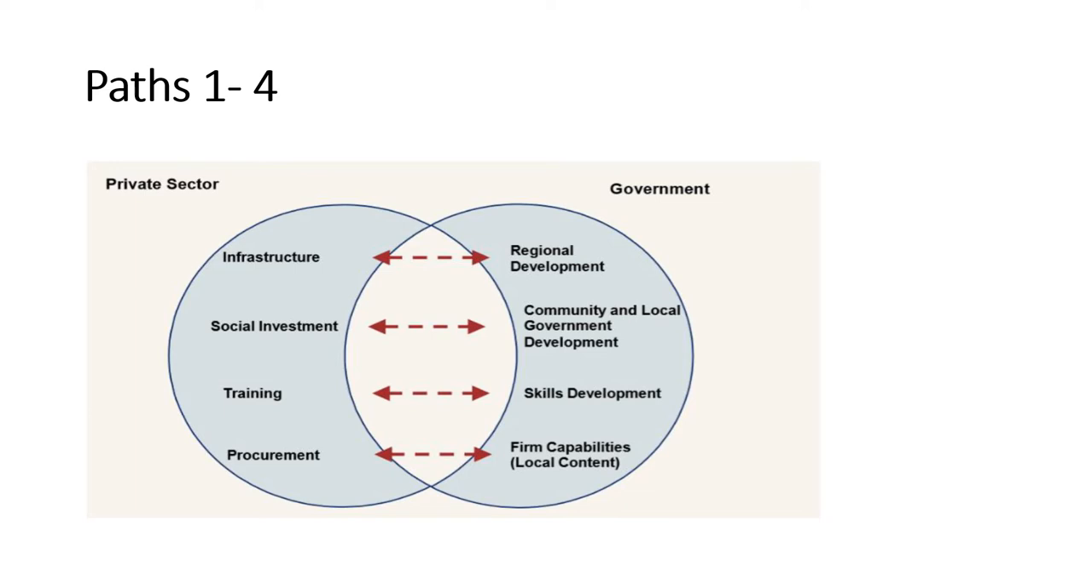Now, this diagram simply indicates that it's a coordinated approach by both the private sector and government in terms of infrastructure, which the private sector must be and is interested in, because it is key. You're talking about power, roads, ICT, for the fourth industrial revolution and so on. And government is interested in relation to regional development and linking all these to other sectors of the economy.